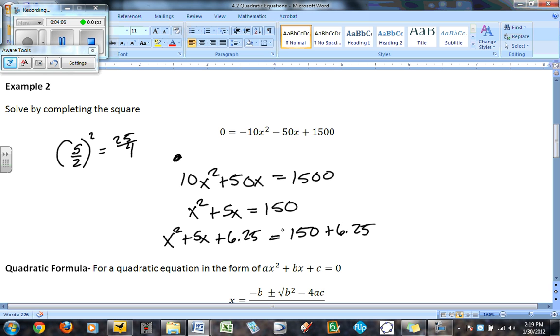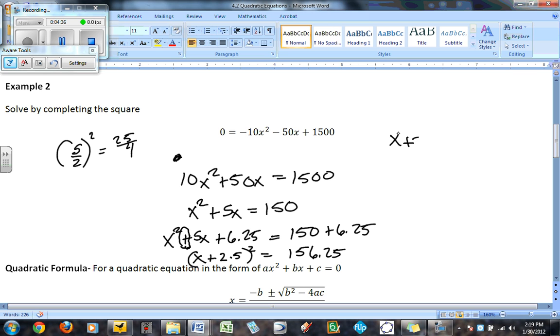All right. And then again, we know every time we complete the square like this, it is going to become something squared, and what it becomes is x plus half of this guy. In this case, it's going to be plus because of this plus sign. So x plus 5 halves, or 2.5, squared equals 156.25. And then again, to solve this, we'll take the square root of both sides.